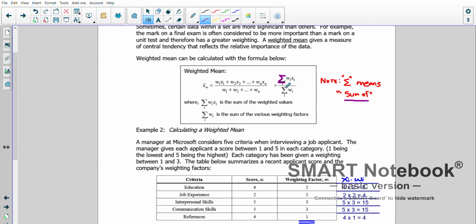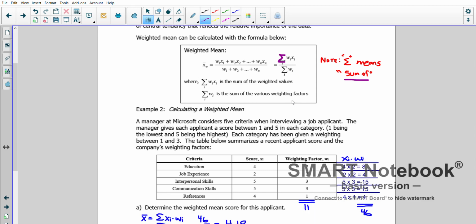And you know what, you don't have to memorize this formula or anything. You just have to understand that you take your mark, multiply by the weight, do that for each mark, add it up, and divide by the sum of the weights. So we'll see an example down here.